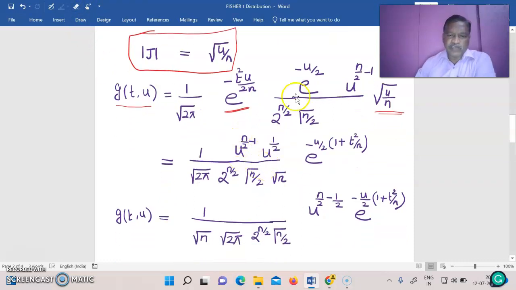Okay, so when you simplify this, it is equal to 1 divided by square root of 2π, 2 power n by 2 gamma n by 2, root n, u power n by 2 minus 1, u power 1 by 2, into e power minus u by 2. Taking minus u by 2 as a common term, we get 1 plus t square by n. These two exponential terms are in product form, so we can add the powers. That's why we have obtained this term.